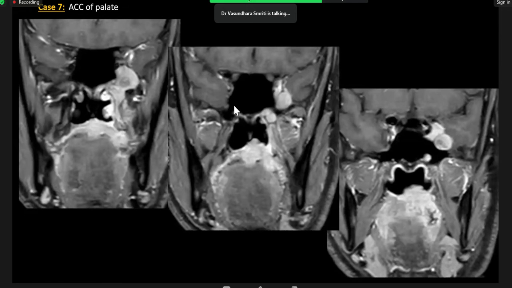Coming up to the hard palate or the soft palate carcinoma. Whenever you feel that your hard palate or the soft palate carcinoma is encroaching upon the palatine canal, you have to check for your perineural spread. This perineural spread will go up along the palatine canal, extends into the pterygopalatine fossa, and there was widening of the Vidian canal and foramen rotundum.